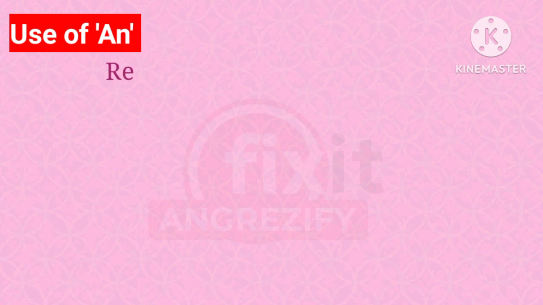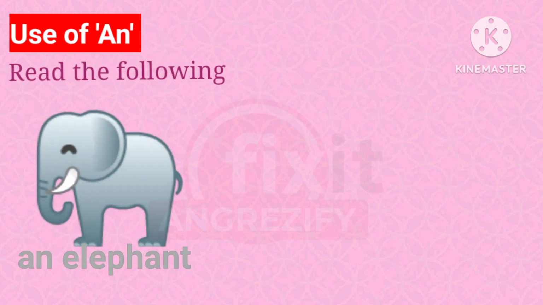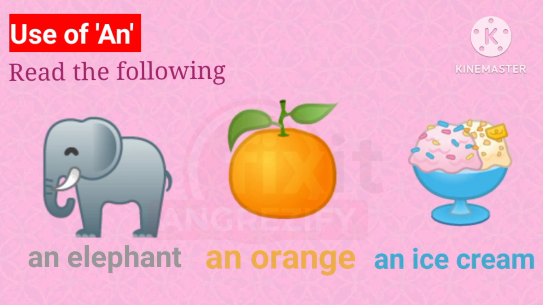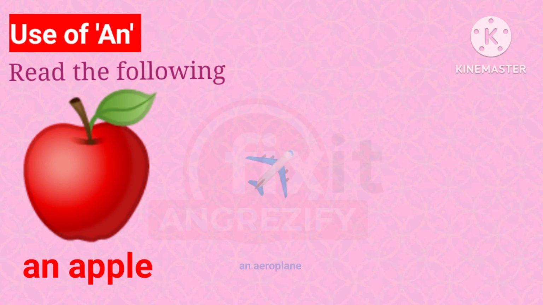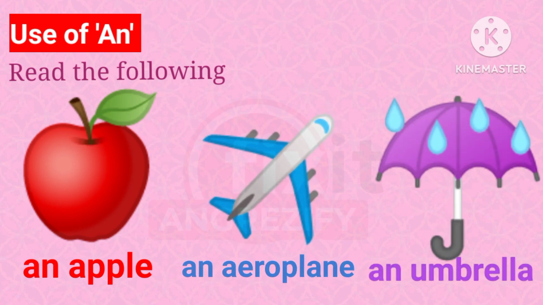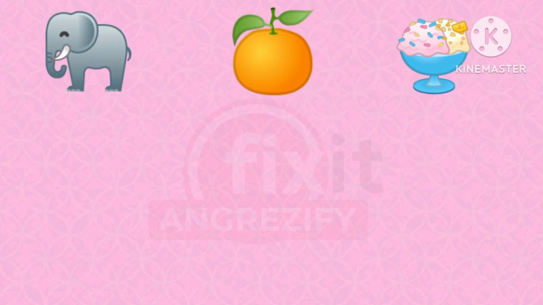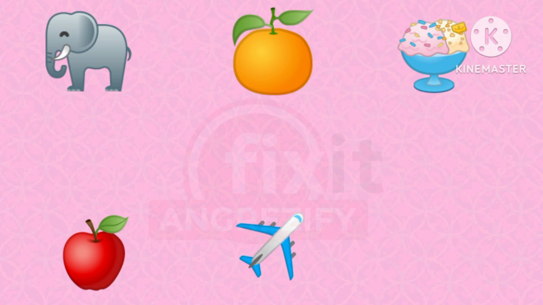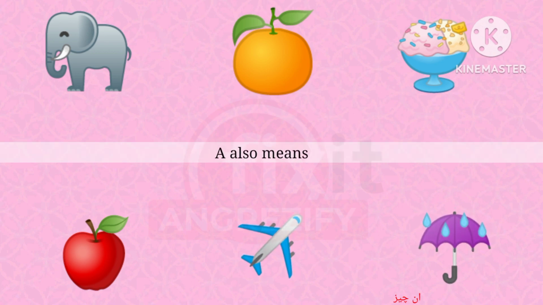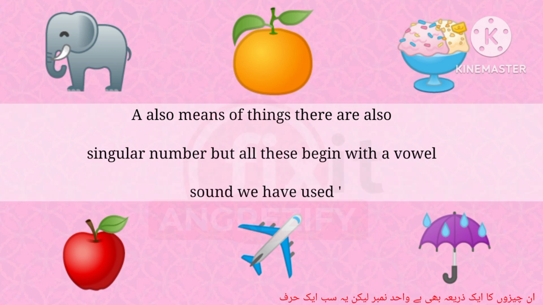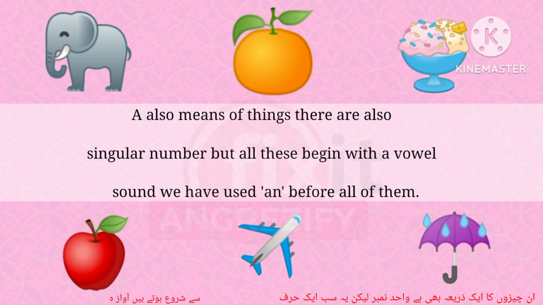Use of AN. Read the following: an elephant, an orange, an ice cream, an apple, an aeroplane, an umbrella. Elephant, orange, ice cream, apple, aeroplane, umbrella are also names of things. They are also singular number, but all these begin with a vowel sound. We have used AN before all of them.